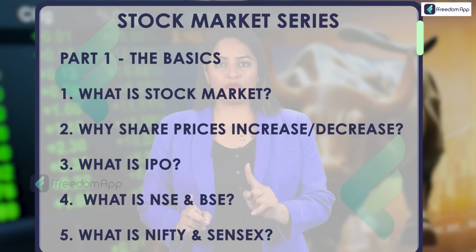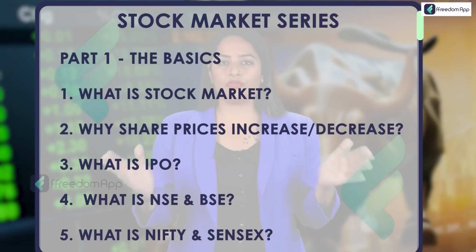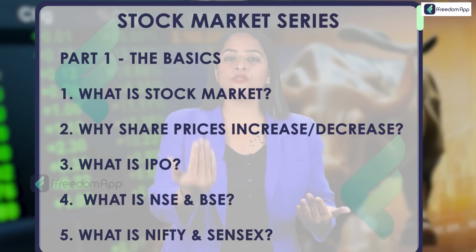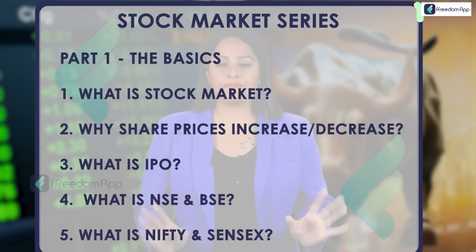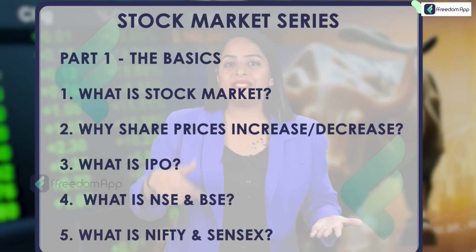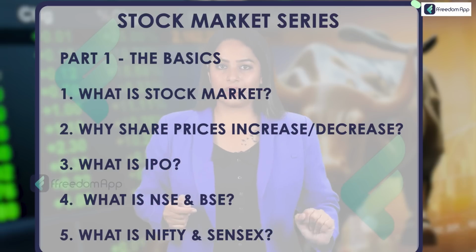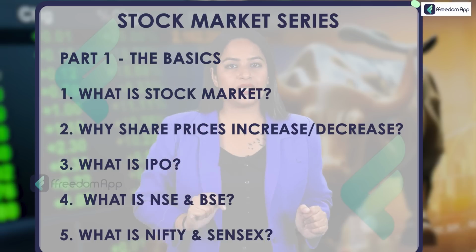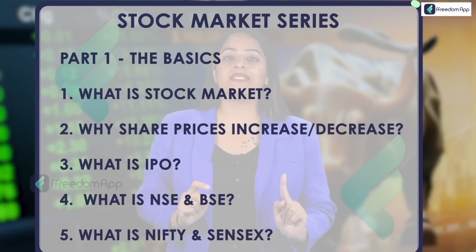And we understood about IPO, which is the initial public offering, where the company for the first time steps into the stock market and gives the shares to the public. And where do these companies get listed? NSE and BSE. And what are the indicators for NSE and BSE? For NSE it is Nifty and for BSE it is Sensex.